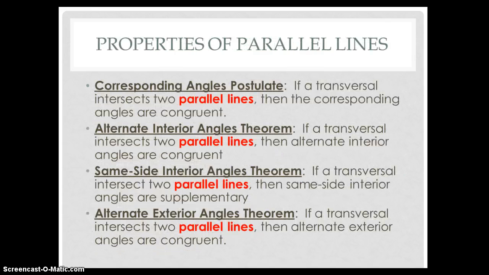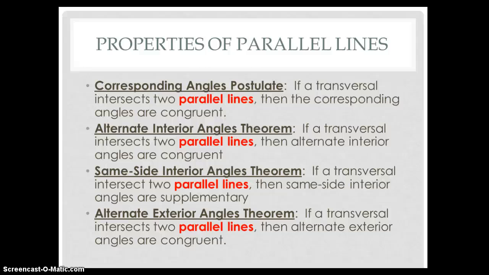Now these angles are important because we have some theorems and postulates based on these angles. So corresponding angles postulate says if a transversal intersects 2 parallel lines, then the corresponding angles are congruent. So as long as I have parallel lines, corresponding angles are congruent. Alternate interior angles are also congruent when I have parallel lines. So if a transversal intersects 2 parallel lines, then alternate interior angles are congruent.